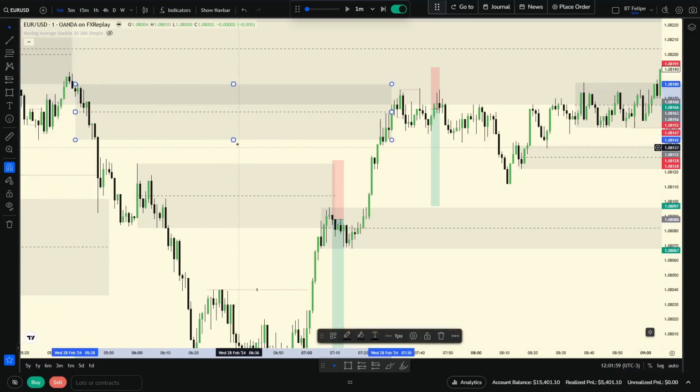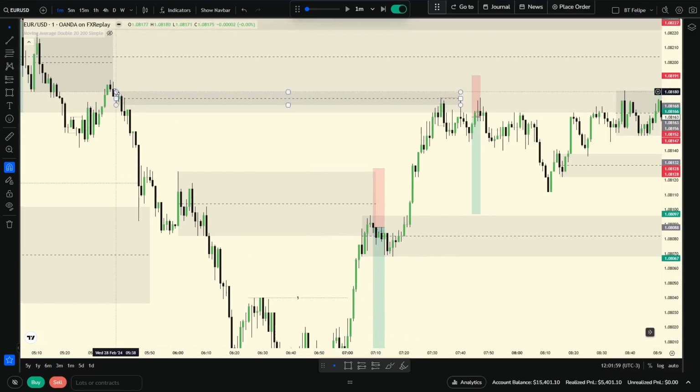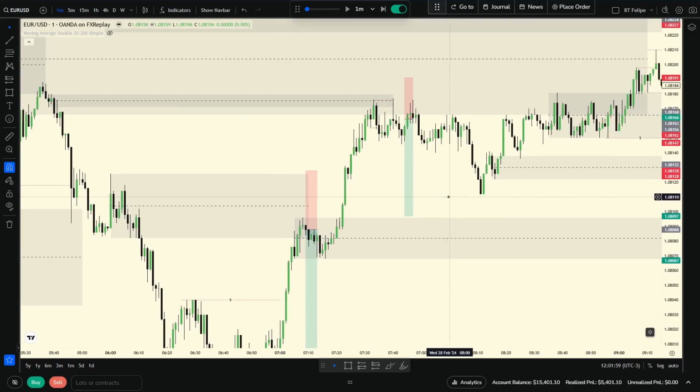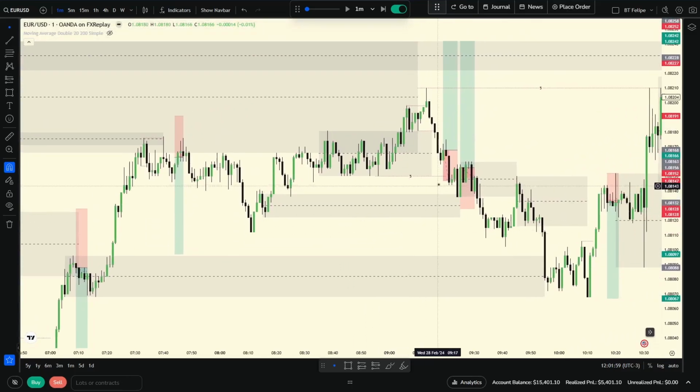Like maybe this I could have used was already mitigated as well. Maybe I could have avoided this one. And then here, this long was fine because price was still going up. Manipulation. POI was all of this, but just sell to buy.